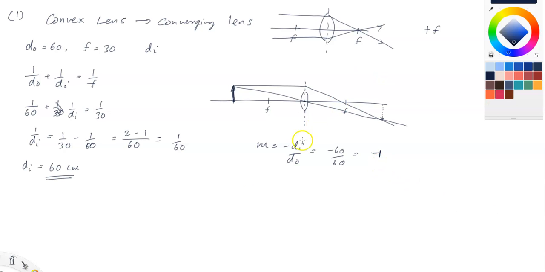Alright, let's go to the next question. Question number 2. 10 centimeters, where is the image?